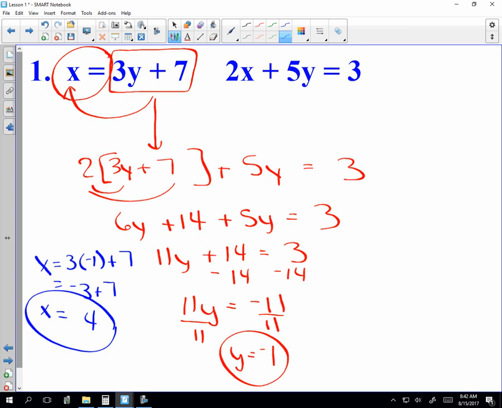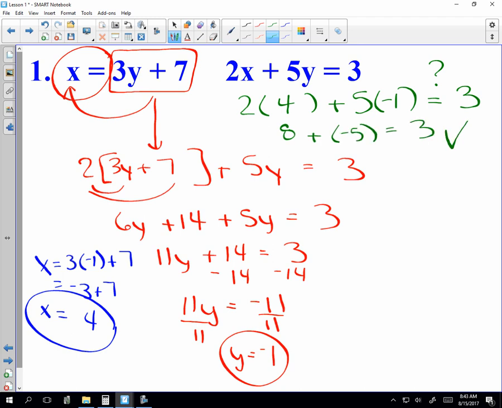Okay. To check for math mistakes, what we want to do is take those two values for x and y and plug them into the second equation. So 2 times 4 plus 5 times negative 1, does that equal 3? And if I get the correct answer here, I know that my point is correct. So 8 plus a negative 5, does that equal 3? And it does. So now I know that I have the proper point of intersection.